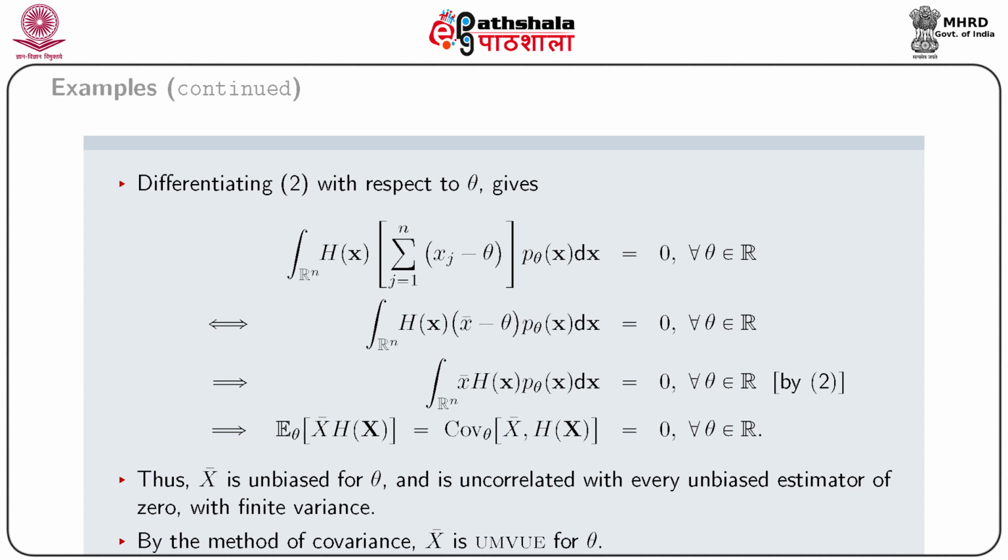Thus we get expectation of h into x bar equals 0 for all theta. Also, expectation of x bar is equal to theta for all theta. Hence, x bar is an unbiased estimator of theta which is uncorrelated with every unbiased estimator of 0. By the above result, x bar is the UMVUE of theta.